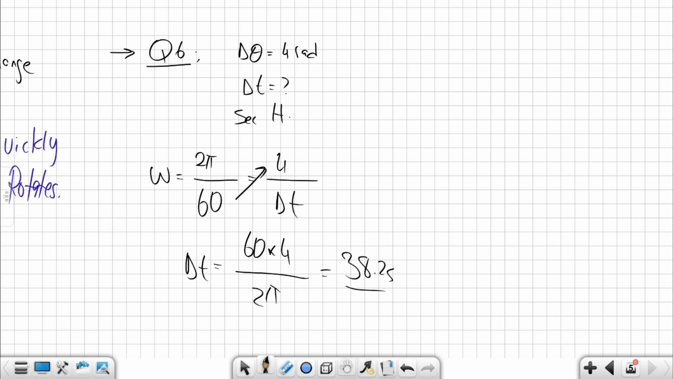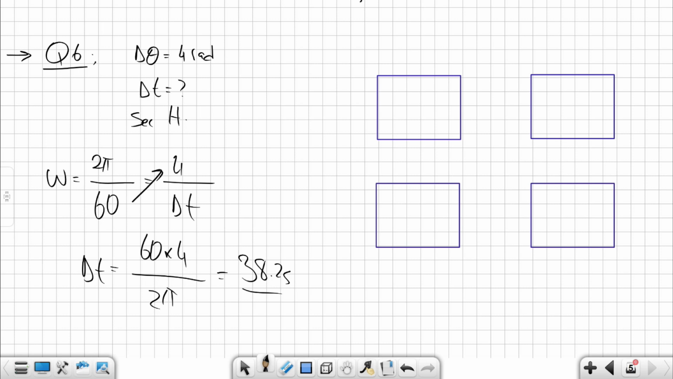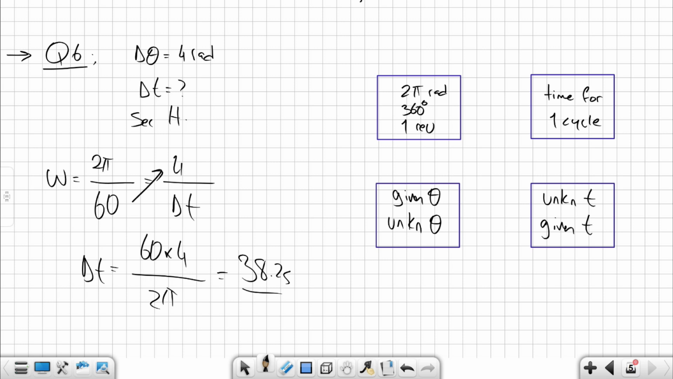What happens if they change the question? We have a simple, easy way to solve it. The first one will contain 2 pi if the given was in radian or it was asking to find delta theta in radian. I will use 360 if it was given in degree or it was asking me to find in degree. I will use 1 revolution if it was asking me to find theta in revolution. On the right side, write the time for 1 cycle. Next one, here either write the given theta or unknown theta. So if theta is given, time will be unknown. If theta is unknown, time will be given. And after that, cross multiply these by each other and you will directly get the answer.